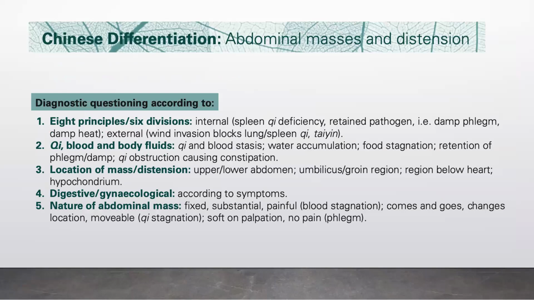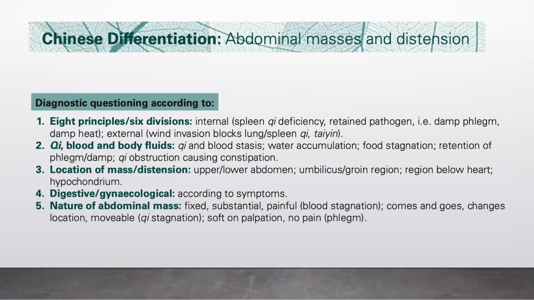In Chinese differentiation, let's look at the abdominal masses and distension in Chinese differentiation. So the diagnostic questioning: according to number one, 8 principles or 6 divisions. It says internal, there's spleen Qi deficiency, retained pathogen, that is damp phlegm, damp heat. External, it's wind invasion that blocks the lungs, spleen, and the Qi and tie-in.